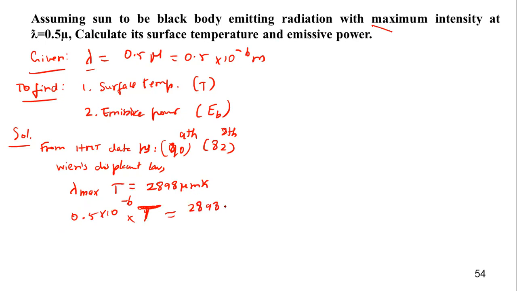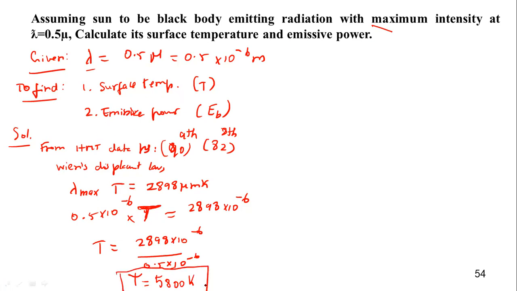We know the micrometer is 10 power minus 6. We solve the equation to get the temperature. The surface temperature is 2898 into 10 power minus 6 divided by 0.5 into 10 power minus 6. Solving the values, we get the surface temperature as 5800. So we find out the first result, the surface temperature.